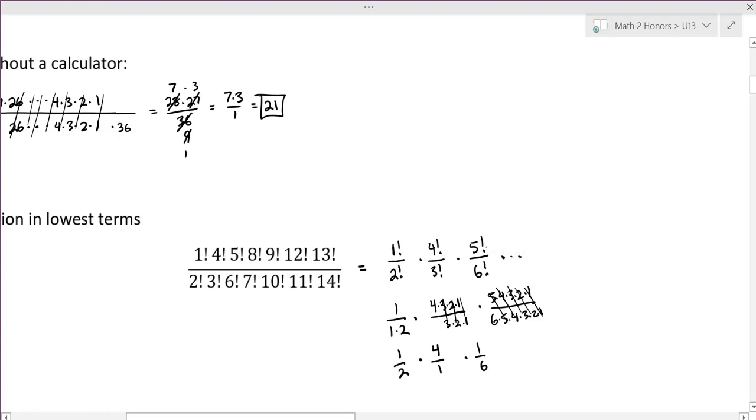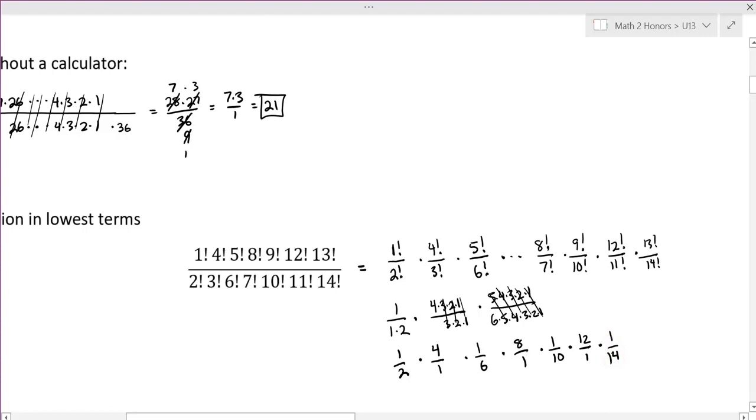And so knowing that, you can continue to reduce. So after 5 factorial over 6 factorial, you have 8 factorial over 7 factorial, and if you expand that and reduce that, you're going to end up with 8 over 1. And then after that we have 9 factorial over 10 factorial. If we wrote all that out and reduced it, we'd end up with 1 over 10. And then after that we have 12 over 11. It's going to give us 12 over 1. And then the last one is 13 over 14, which is 1 over 14.